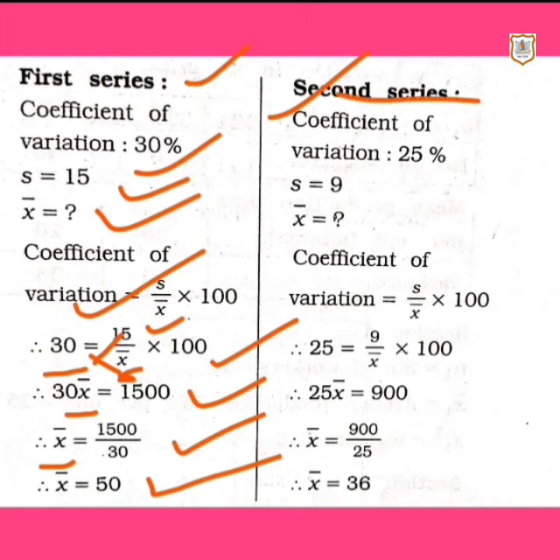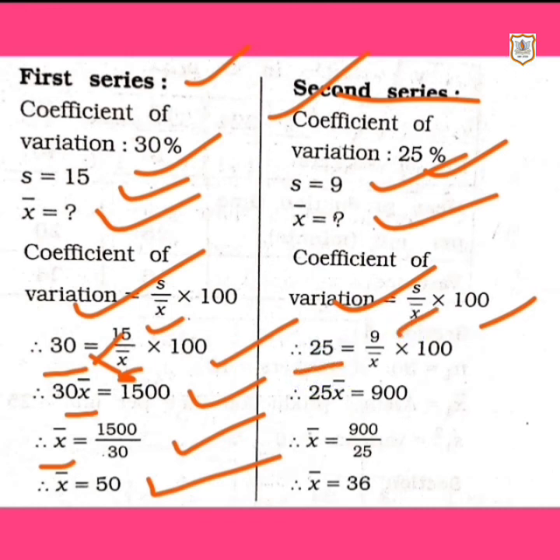Now the second series, in which coefficient of variation is 25%, standard deviation is 9, mean is missing. We'll use the formula of coefficient of variation, S upon mean into 100. Here coefficient of variation is 25, S is 9, mean is missing, into 100. So 25 into mean equals 900. So mean will be 900 divided by 25. So mean is 36.